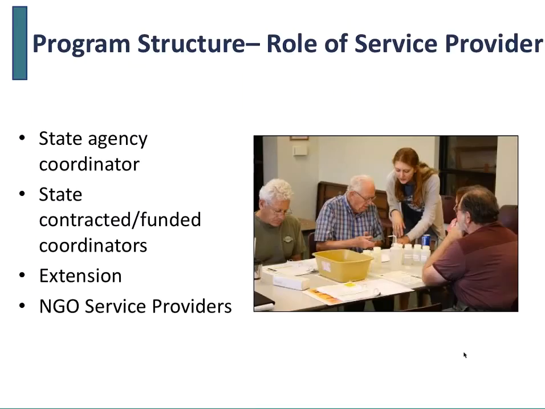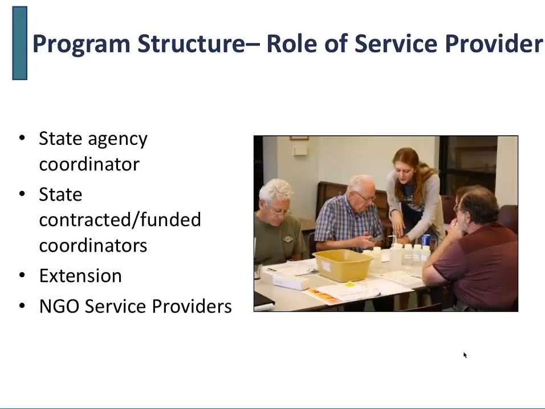So one of the things when you talk about these building blocks of starting strong, I want to talk about the role of a service provider. For those of you on the webinar today, you might be a service provider, you might be a state agency coordinator, or you might be an organization whose mission is to do this. There are also some models out there where the state will contract entities to provide technical support to community groups interested in collecting water quality data. And Extension also has a rich history of playing that role of service provider and facilitating these processes.